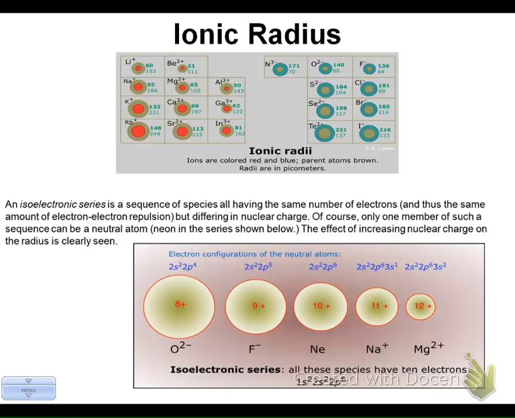This next trend might be the hardest one for you to understand, so hang in there with me as I try to go through it. The ionic radius is very similar to the atomic radius, but instead of dealing with atoms, we're dealing with ions. That means electrons have been lost.